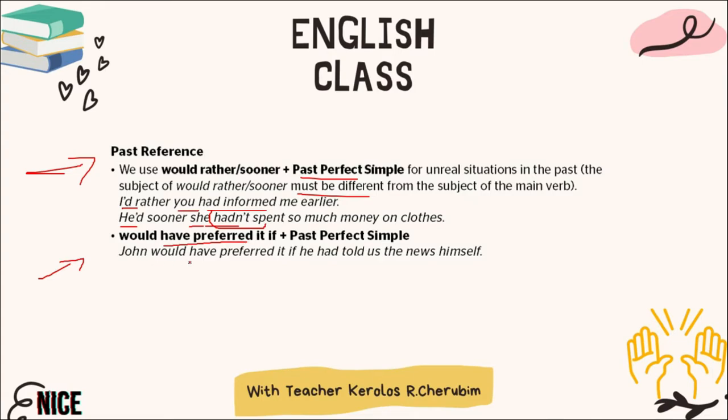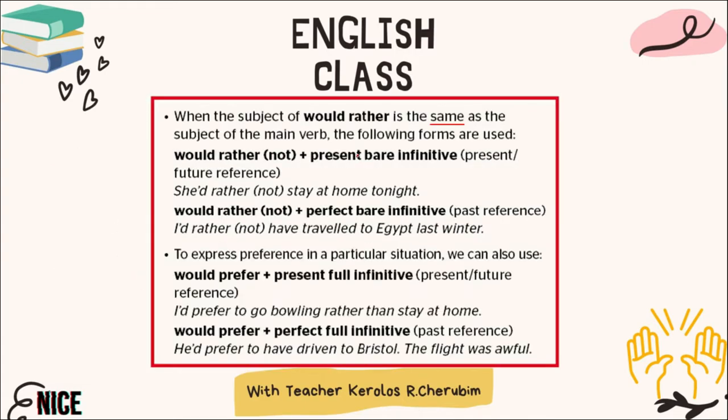So John would have preferred it if he had told us the news himself. That means this is something that John wished in the past, okay? Previously we mentioned what we should do when we have different subjects. But what if we have the same subjects? Both of them are talking about the same person. Well, there will be something which is easier.